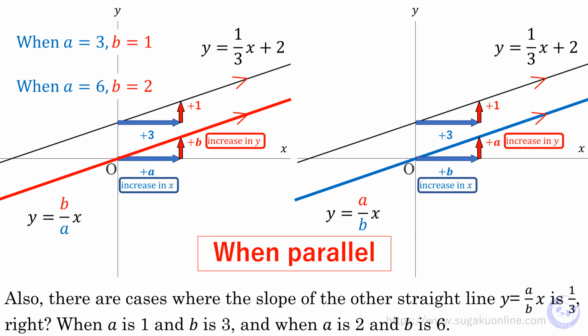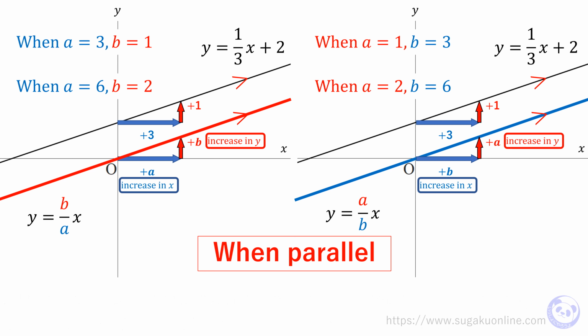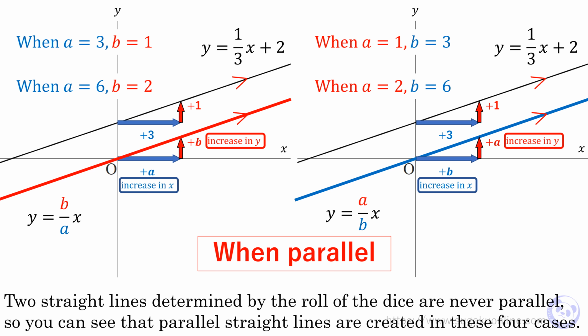Also, there are cases where the slope of the other straight line y equals A over b x is 1 over 3, right? When A is 1 and B is 3, and when A is 2 and B is 6. Two straight lines determined by the roll of the dice are never parallel, so you can see that parallel straight lines are created in these four cases.